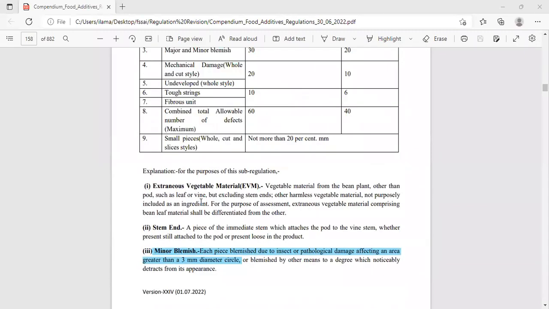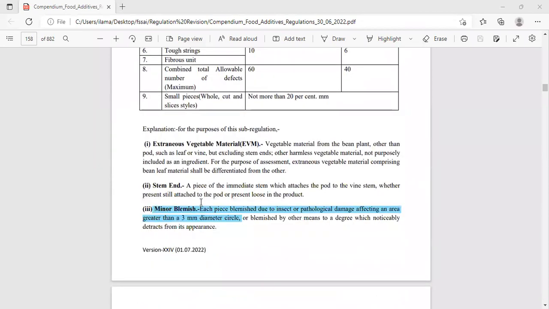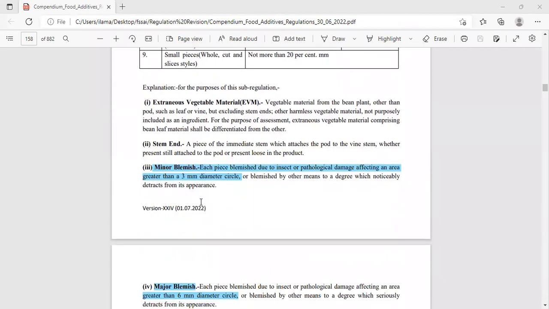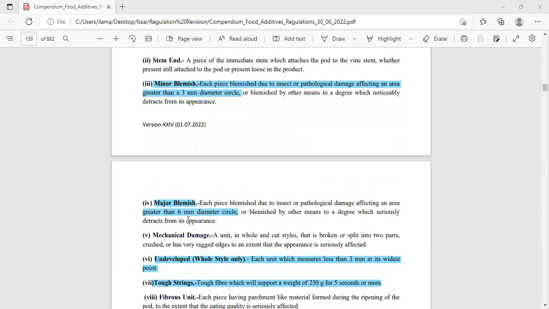And here in fruit products, we will see blemishes. Here, the minor blemishes means the area affecting is greater than 3 centimeter diameter circle. The major blemishes, the value is double the minor blemish. It is 6.